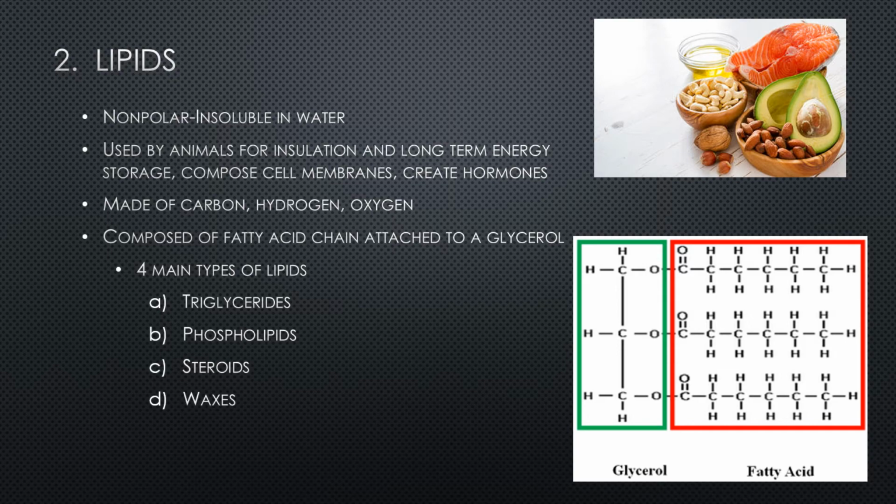They are used to compose the cell membranes. Animals use them for insulation layers, and then they're also used to create hormones. And then they're also used by plants as a protective outer coating. So we're going to talk about those because there are 4 different types of lipids. There's triglycerides, phospholipids, steroids, and waxes. And so those are sort of subcategories of lipids.